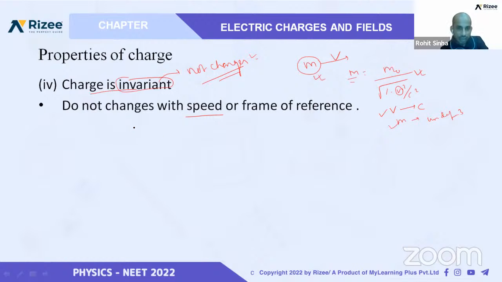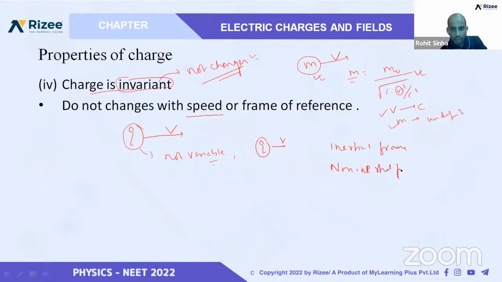But in case of charge, if I throw charge with any velocity, then the charge value will be invariant: not changing, not variable, always constant. Also, if charge is moving, either we are seeing it from an inertial frame, which you must have learned in your 11th class, or we see it through a non-inertial frame.